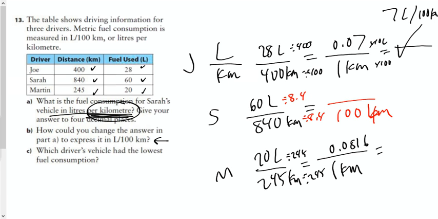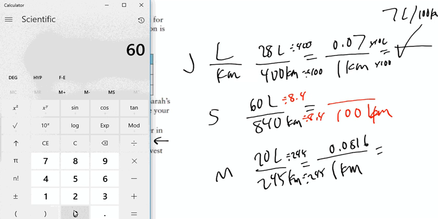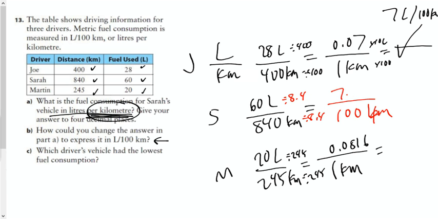And it would tell me that 60 divided by 8.4, it uses approximately 7.14 liters of gasoline to travel 100 kilometers. And here, I'm just going to do the same as my first one. It is approximately 8.16 liters to go 100 kilometers.